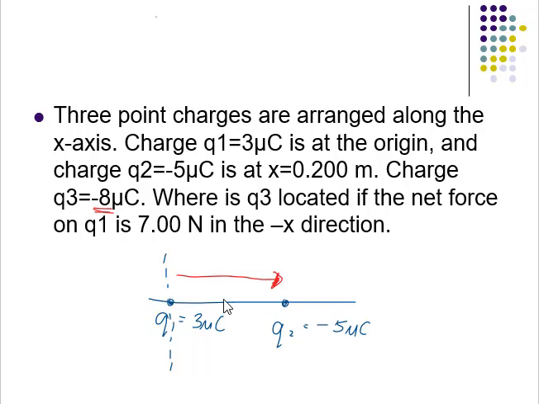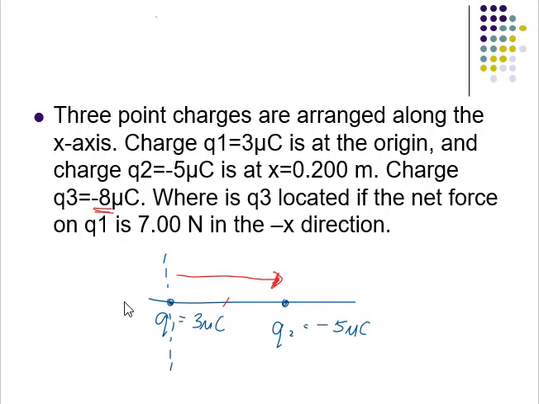Can we have Q3 at this point? If we place Q3 at this point, it will also be an attraction. Therefore, the net force should be to the right, so that is already wrong. We could no longer have that. If we are also going to place Q3 here, since it's negative, the net force is also to the right. It will pull Q1. So that is again a wrong position of Q3.